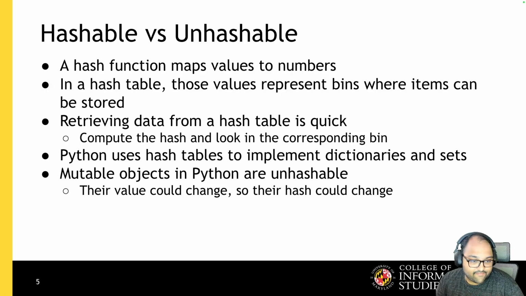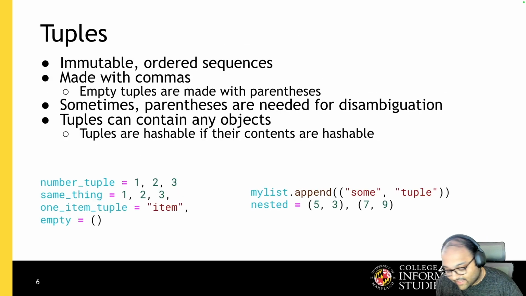Okay, so now let's talk about our first data structure, tuples. Tuples are immutable ordered sequences. They're made with commas, and empty tuples can be made with parentheses. Sometimes parentheses are needed for disambiguation. Tuples can contain any objects, and tuples are also hashable if their contents are hashable. So let's take a look at this.